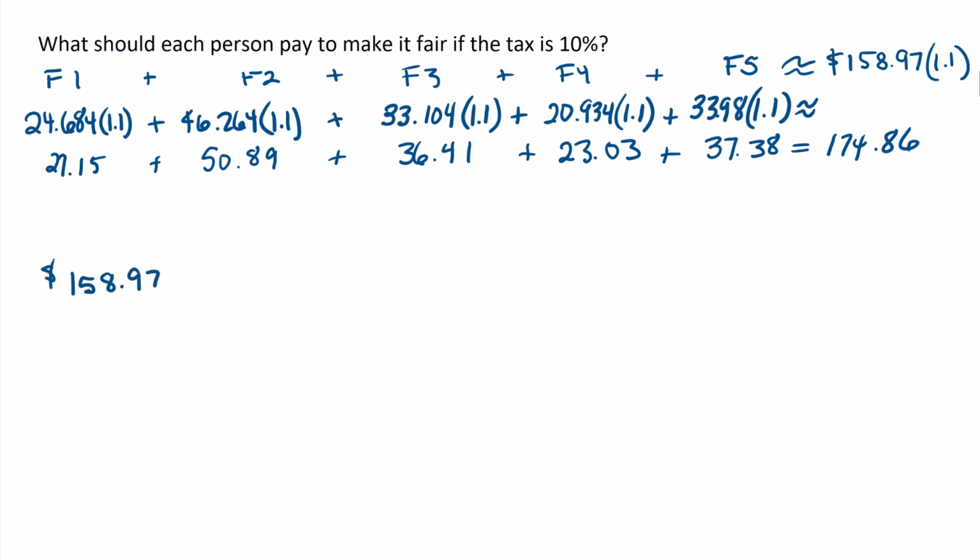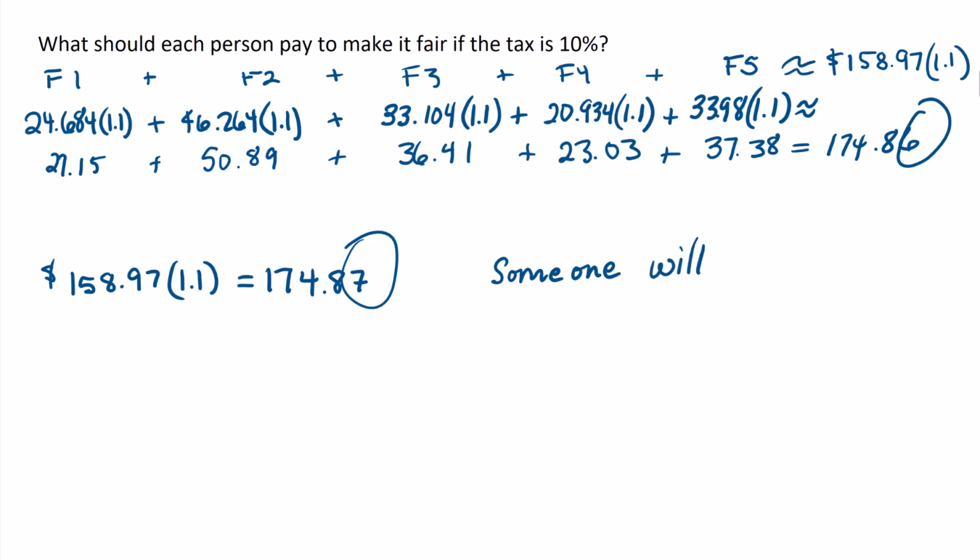$158.97, and I multiply that by 1.1. This should give me 174.87. So I do have one additional penny that I'm off by. This is fine. This is where the rounding error can occur. And so you want to make sure that you accommodate for that. So someone will need to pay that extra penny.